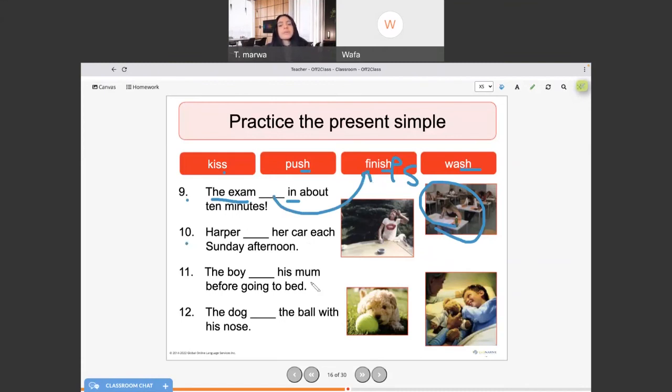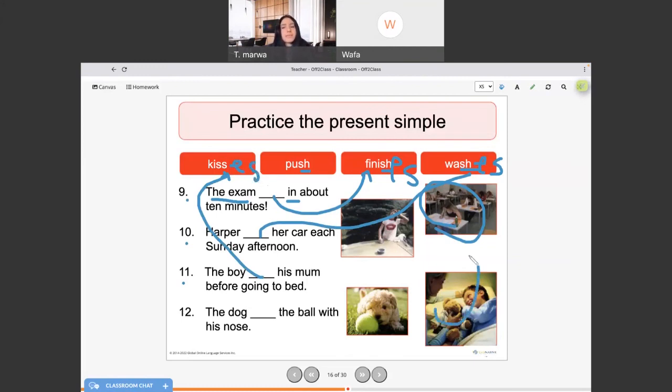Good. Harper. Washes. Bravo. Washes her car on Monday afternoon. Afternoon. Good. For the boy. Number 11. The boy kisses. Bravo. Kisses his mom before going to bed. Very good. So the boy kisses his mom before going to bed.